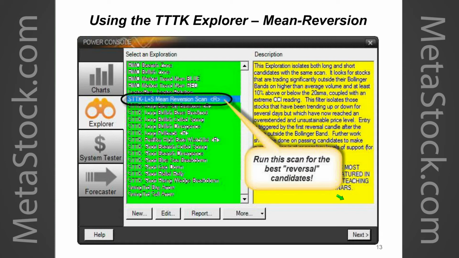So anyway, let's look at how to work this system with the Trend Trading Toolkit. You would highlight the exploration here. It's simply listed as long and short mean reversion scan. It's a single scan that will give you both long and short candidates. So this is why I like to use it as a paired trading strategy, because the stocks are going to line up as longs and shorts almost paired by themselves.